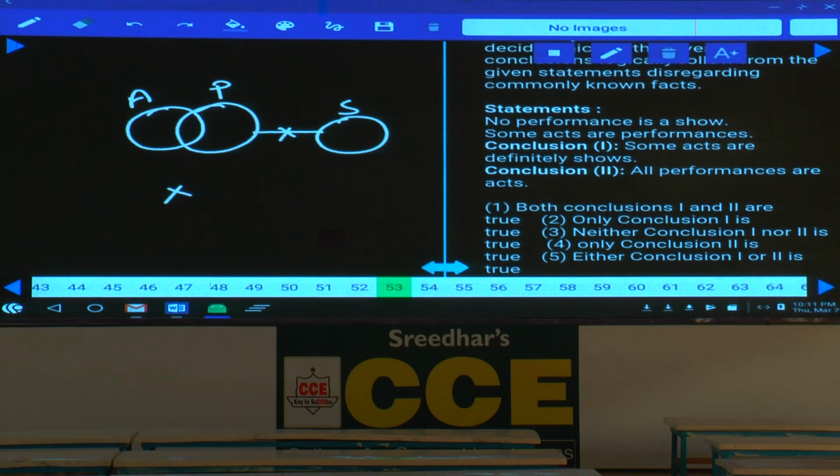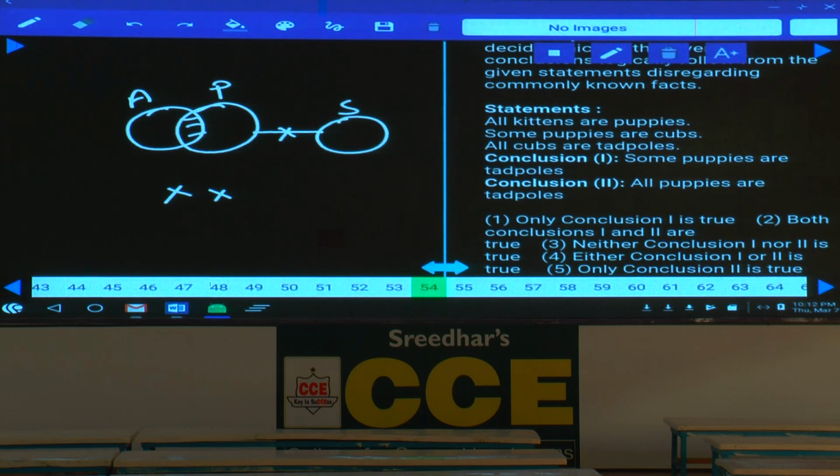And all performances are acts. Is "all the performances are acts" true or not? As of now this is false, because only "some performance are acts" is true. "All" is false. Here the question is not about a possibility, it is a definite conclusion. Hence neither 1 nor 2, it is choice 3, question 53.